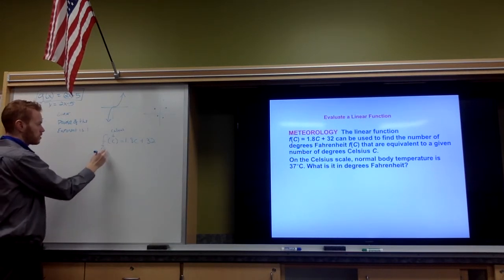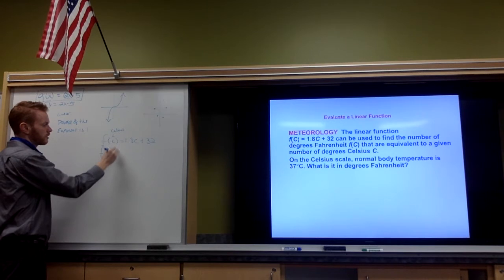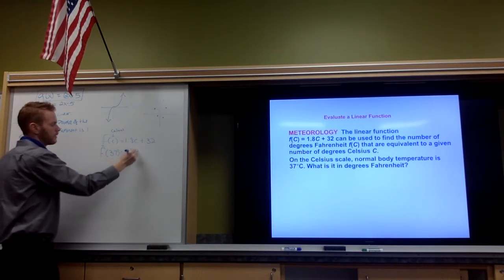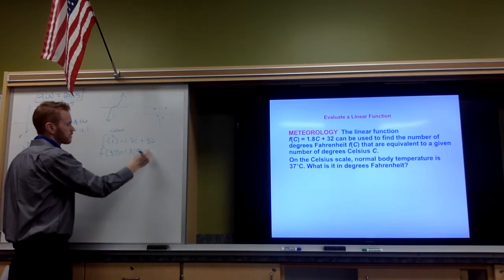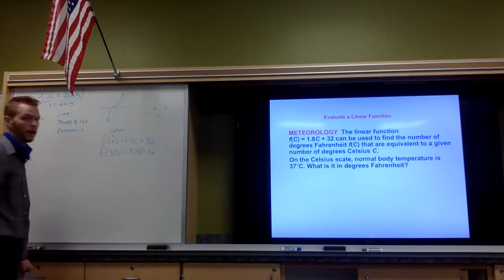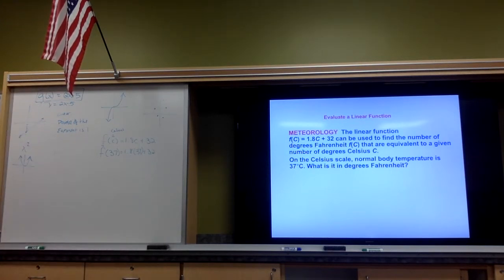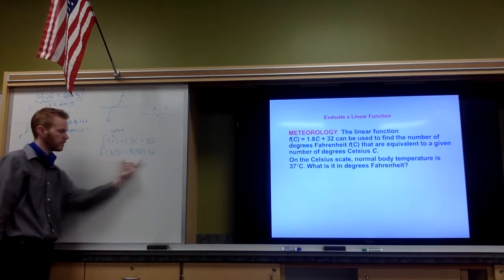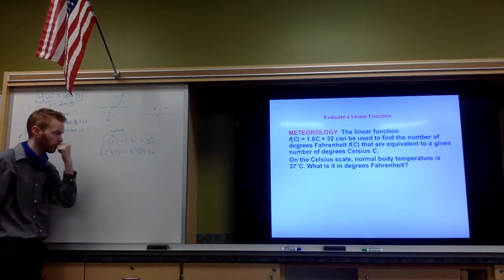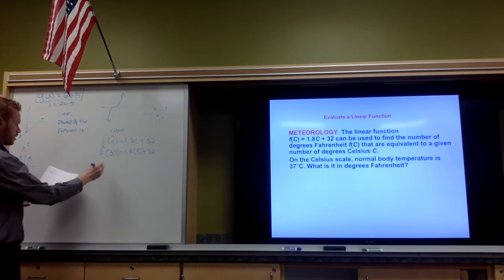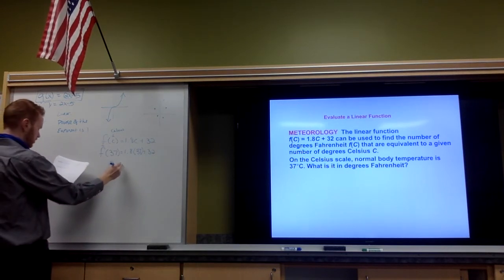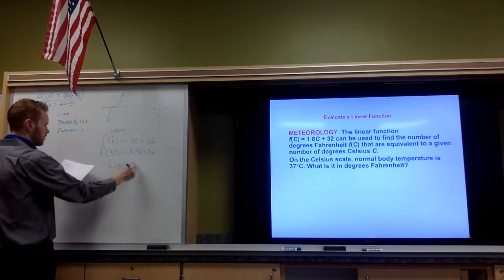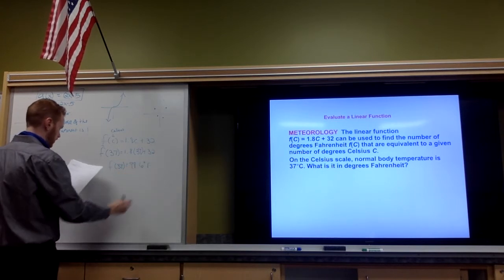So I'm going to go ahead and plug in 37 degrees. So it's 1.8 times 37 plus 32, just like that. Once again, it's not a difficult problem to evaluate. It's just, can you write this properly? That's important. So, simplifying just a little bit here, we get 98.6 degrees Fahrenheit.